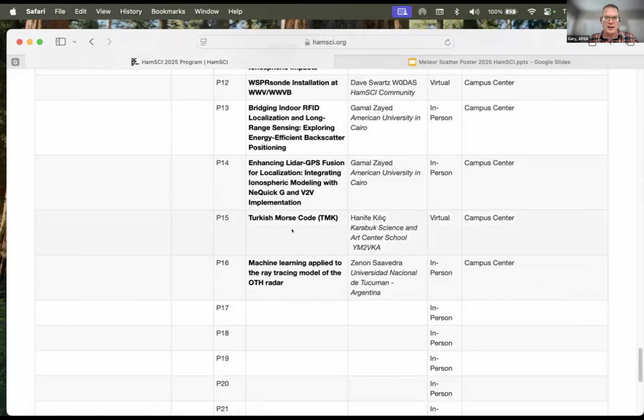And I never expected one on Turkish Morse code, but I think this will be quite interesting to hear, what the school students have done with Arduinos and that sort of thing, trying to adapt Morse code. I think she's on here today. Yes, I'm actually here.